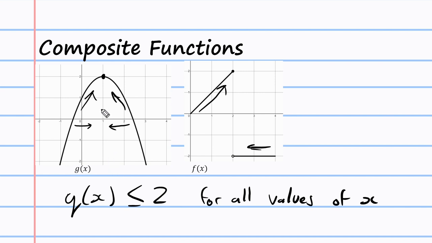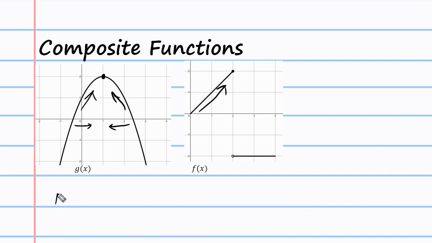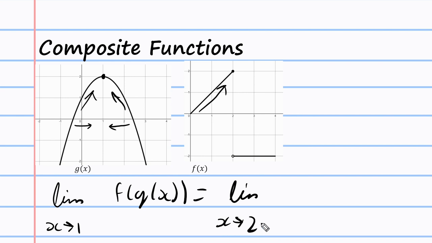Okay. So that means that if we're plugging in g of x into here, right, we're never going to get any g of x value that's greater than 2, right? So we really don't have to worry about the right hand side limit, right? Because you see it just approaches 2 from below, right? So that's the equivalent to approaching f of x from just the left hand side, okay? So in this scenario specifically, the limit as x approaches 1 of f of g of x equals the limit as x approaches 2 from the left hand side of f of x, okay?